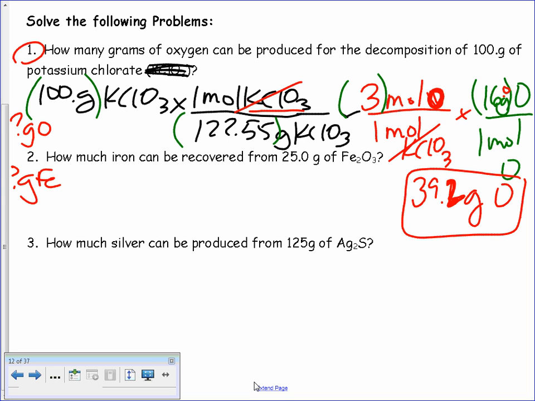So what am I starting with? 25 grams of iron 3 oxide. Okay. What do I have to go to? Moles, so what are you using? A calculator. First, you're using a calculator to get the mass. Okay, so in your calculator, what are you adding up? 2 irons. 2 times iron's molar mass, 55.85, plus 3 times 16.